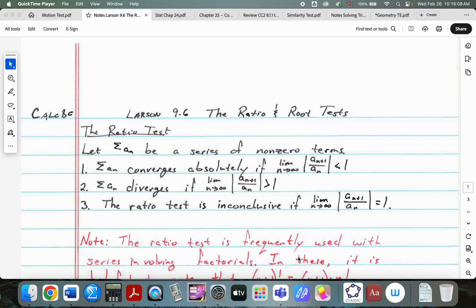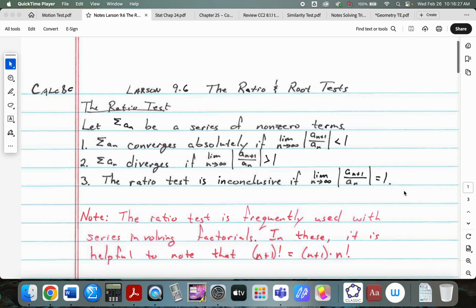On Friday, you have a quiz on sections 9.4 and 9.5, which is comparison of series, and then absolute and conditional convergence. Okay, those things.